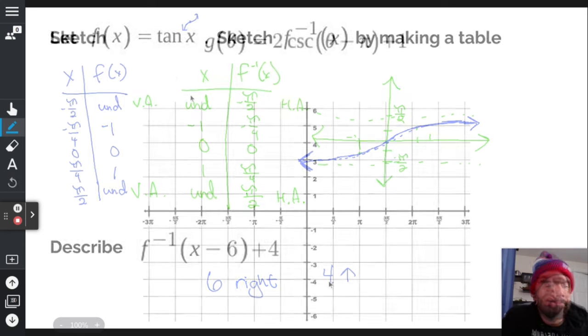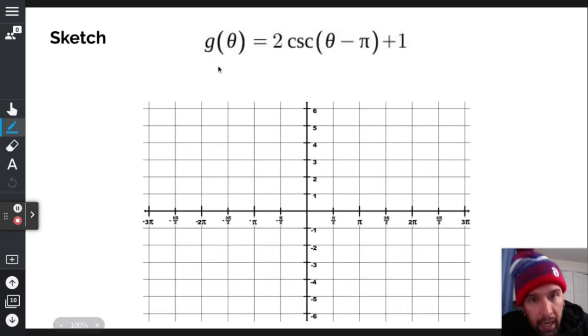All right, now I have to sketch another graph, and it's going to be 2 cosecant of pi theta minus pi plus 1. Cosecant, if you remember, is the same as 1 over sine. So this follows a lot of the sine rules, but sine acts as kind of like our blueprint. So we're going to treat this like a sine. The sine is going to give us our blueprint, and from there we can draw the cosecant.